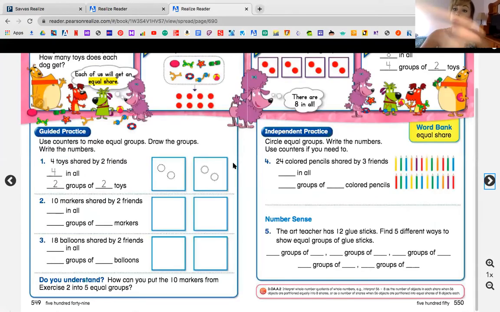Okay, so, oh, cool. So for this one, you guys had to use counters. So they have your groups for you. If you can see, these boxes represent groups. And then it sounds like you're going to have to put the missing parts in, okay?